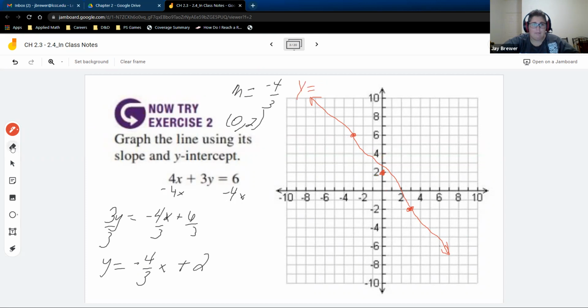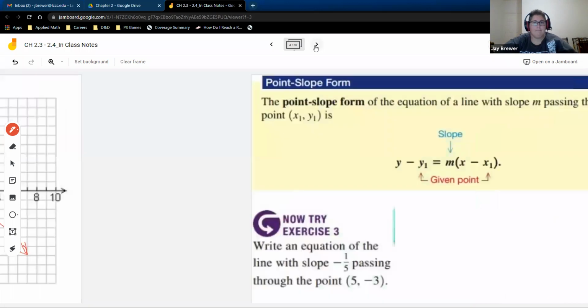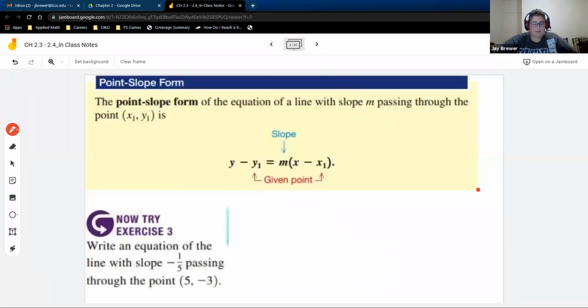And remember, you always want to write it with the original line. So 4x plus 3y equal to 6. But you guys get the idea. Clearly, the line should be going through the point. Okay.